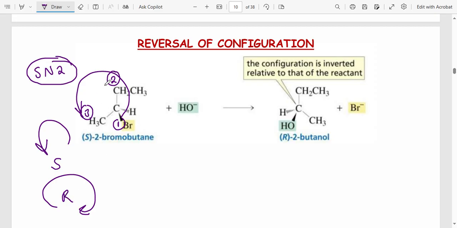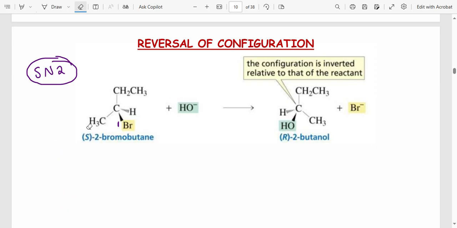But for you to determine that, you need to make sure that the fourth group is at the back. How you know that it's at the back is that it should be on a dash. If something is on a wedge like this, it means that it is in front. So this is the S configuration. So when your reaction is happening, you need to make sure that the product that you write should have a different configuration. Because if I just replace this, remove the bromide here and then put hydroxide there, it will still be the S configuration, but I want the R configuration.